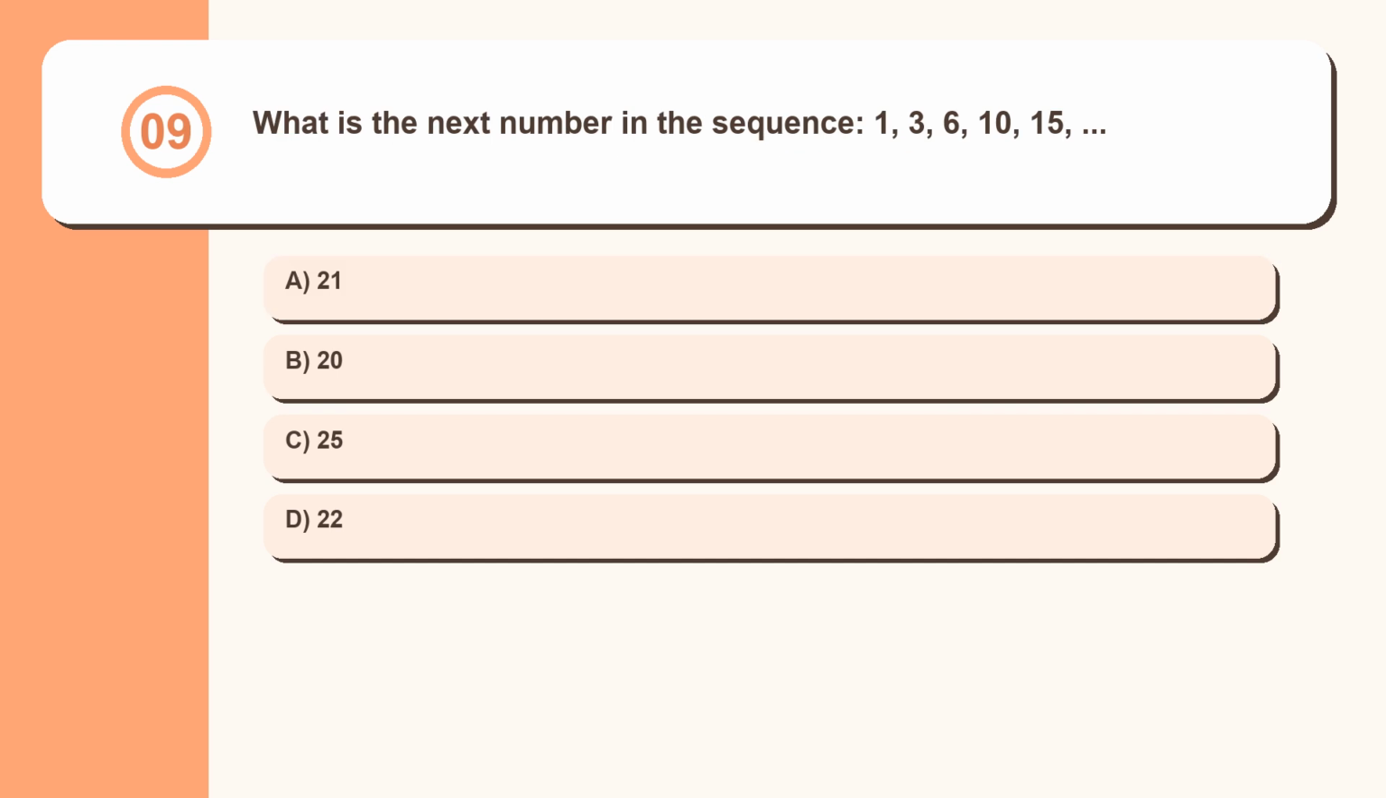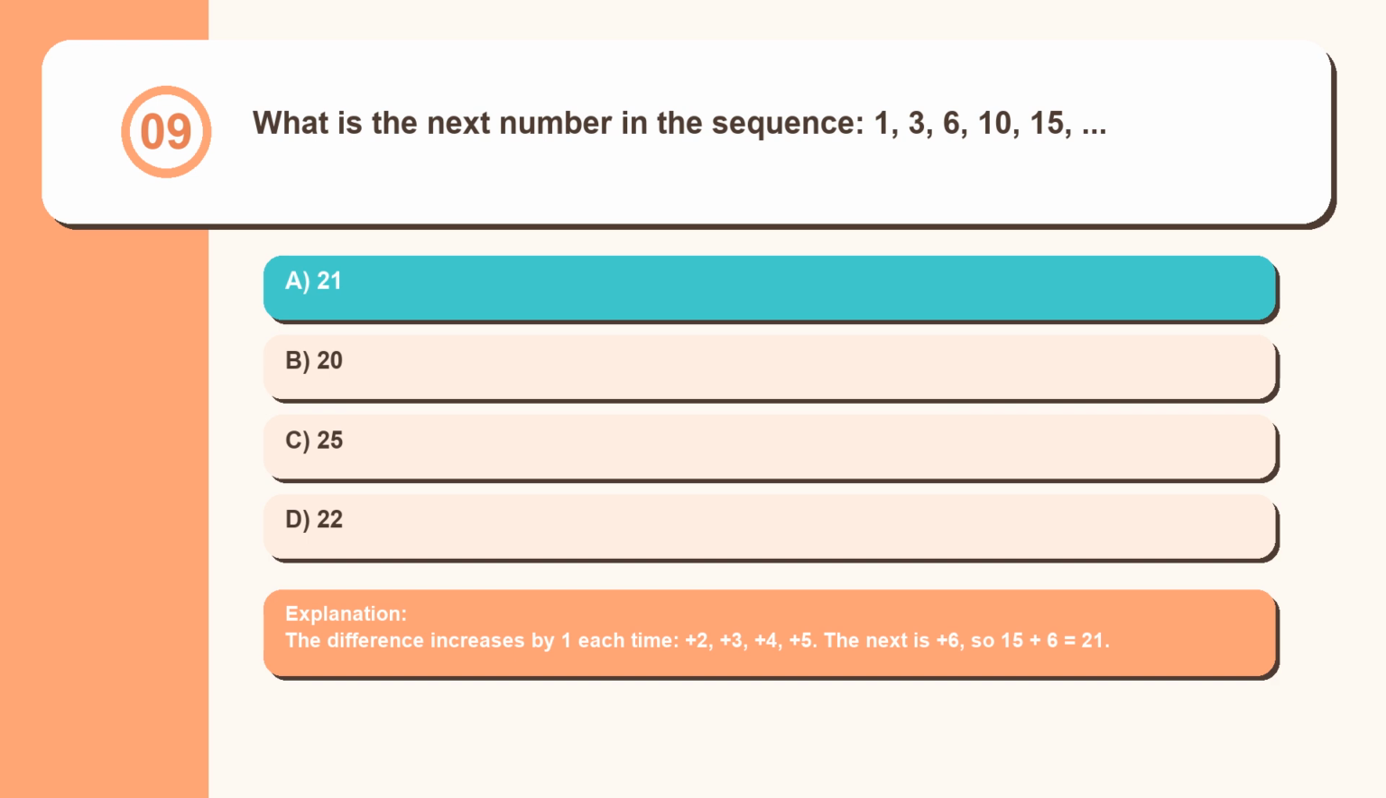Question 9. What is the next number in the sequence? 1, 3, 6, 10, 15, 21, 20, 25, 22. The difference increases by 1 each time: plus 2, plus 3, plus 4, plus 5. The next is plus 6, so 15 plus 6 equals 21.